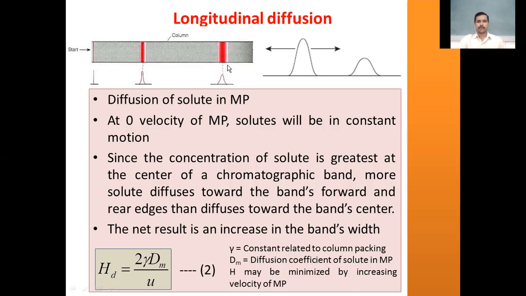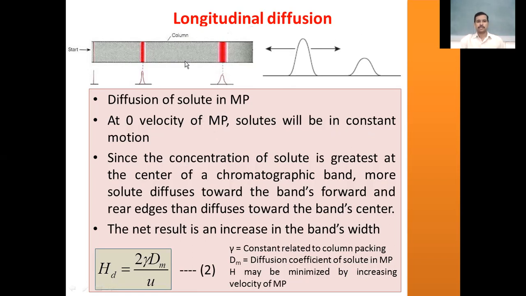So this increased bandwidth is also due to longitudinal diffusion. What is this longitudinal diffusion? Even at zero velocity of the mobile phase, that is, when no mobile phase is moving through the chromatographic column, solutes will not stay as stationary species. They will be under constant motion. Even if the mobile phase is not moving, solute molecules in the column will be under constant motion.